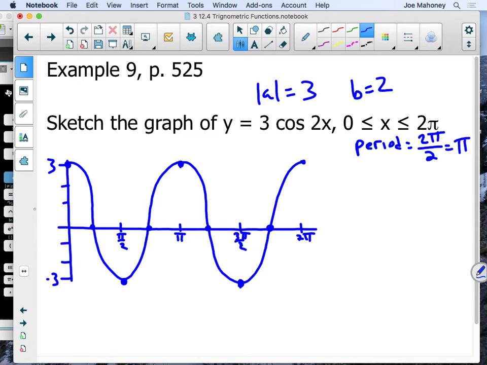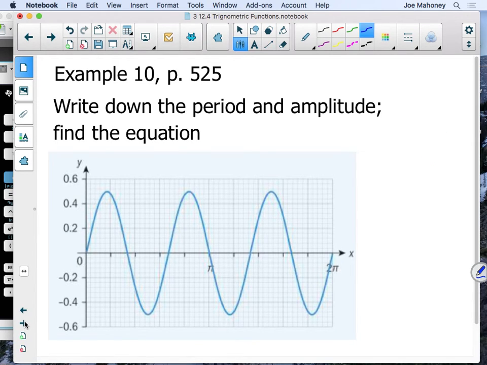Again, the period is pi, 1 cycle every pi. From 0 to 2 pi, we see 2 full cycles. That's our frequency. The amplitude is 3. Let's go the other way. Example 10 on page 525 was finding the equation of this graph by writing down the period and amplitude. Try to do it on your own. Pause it and wait.